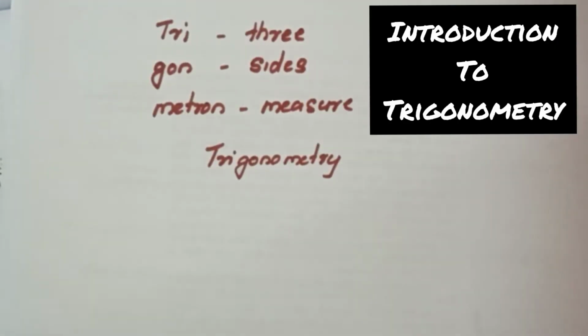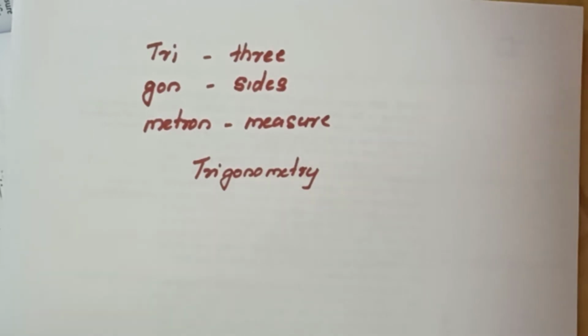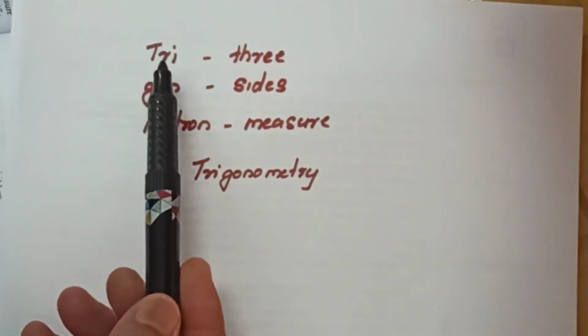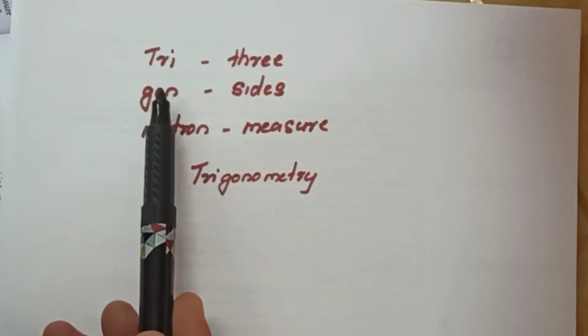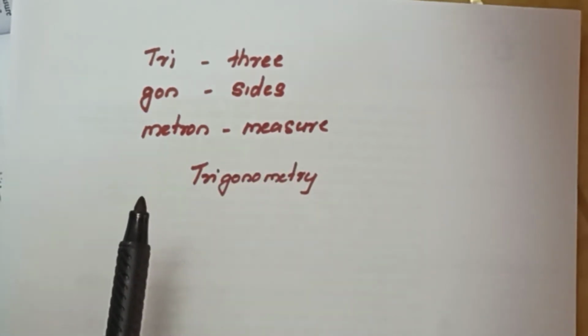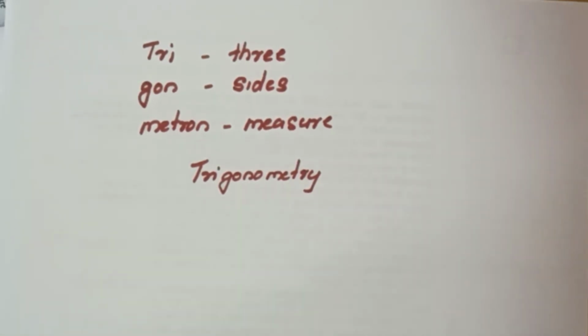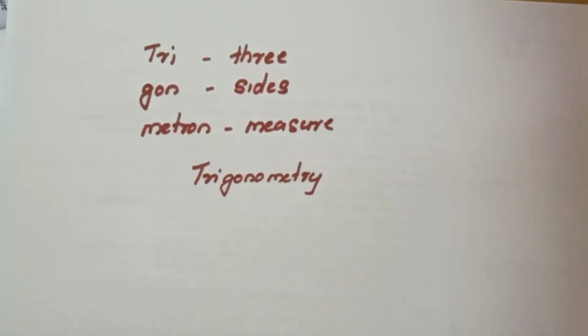We are going to learn the lesson Introduction to Trigonometry. So before entering the chapter, let's understand the word trigonometry. The word trigonometry is derived from the Greek word tri meaning three, gon meaning sides, metron meaning measure. So trigonometry is the study of relationships between the sides and angles of a triangle, and in this chapter we will study ratios of the sides of a right angled triangle with respect to its acute angle.